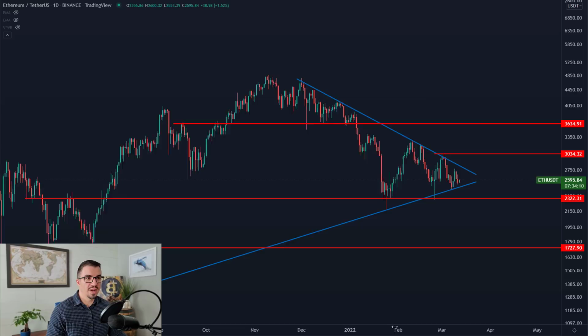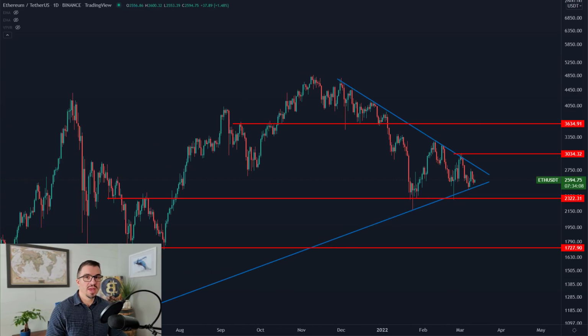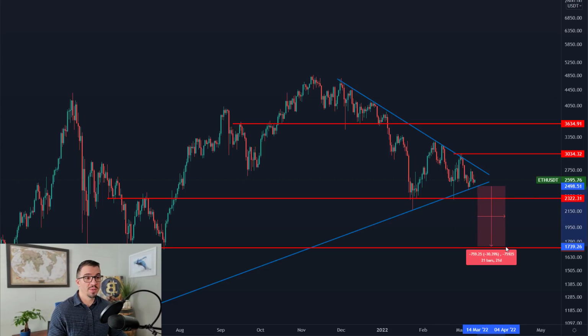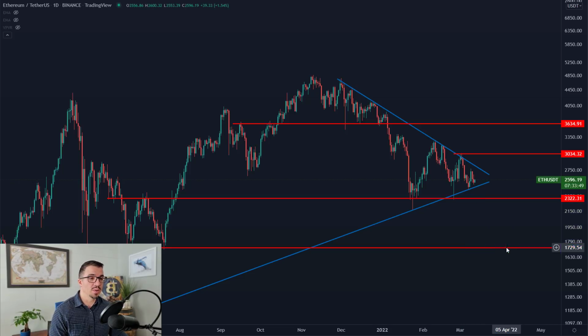So basically get above 2,800, and we are likely looking at a move up here toward 3,000, if not a 30% move up toward 3,600. And alternatively, get below 2,500, we're looking at a move down here toward 2,300. And then also potentially a 30% move down toward 1,700, which was the lows back in 2021.